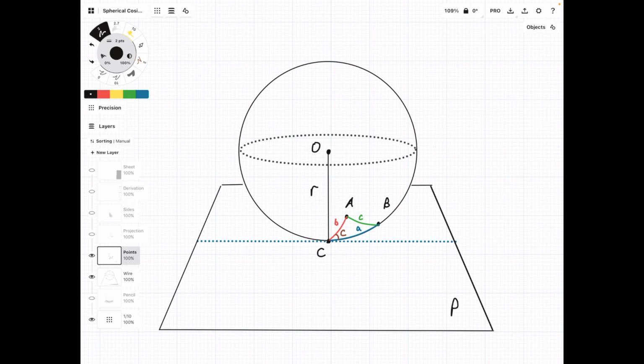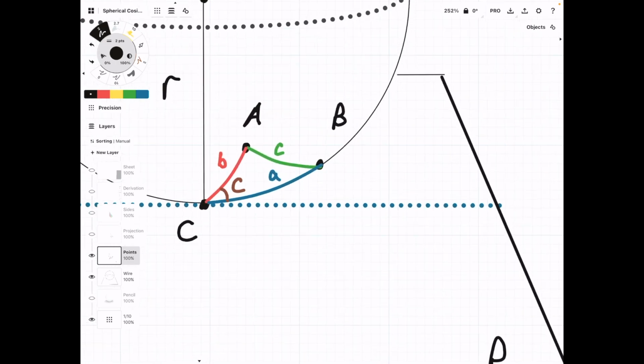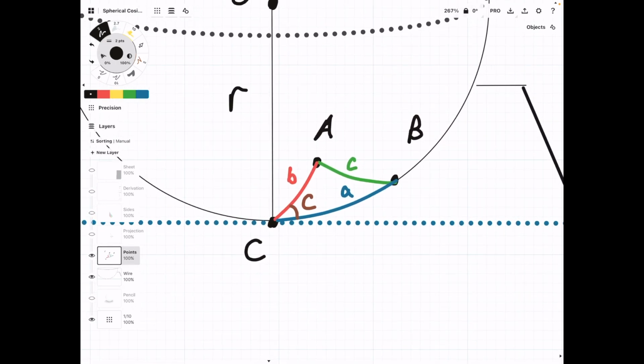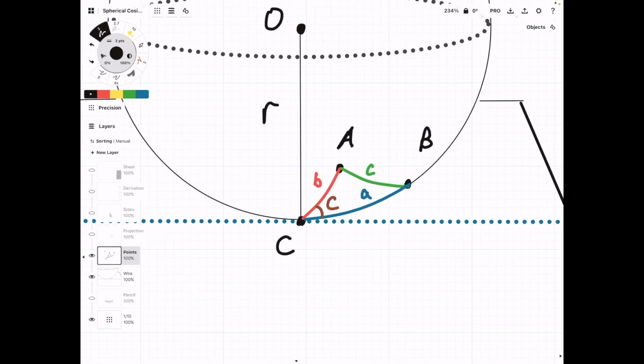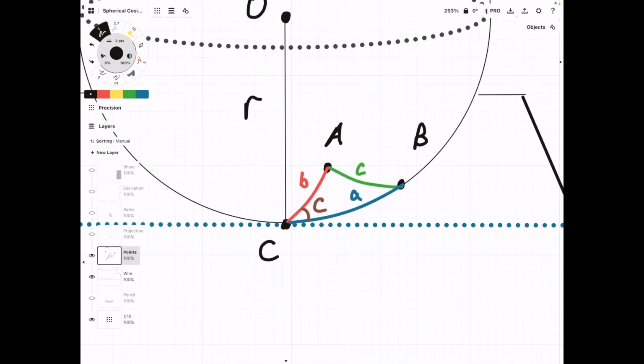Then on the surface of the sphere, we have triangle ABC. The lines between the points are also labeled A, B, C in blue, red, and green, and we are given angle C, which is an angle between two of the arcs. You also notice that the sides of this triangle are curved, and that's because obviously they're on the surface of the sphere.